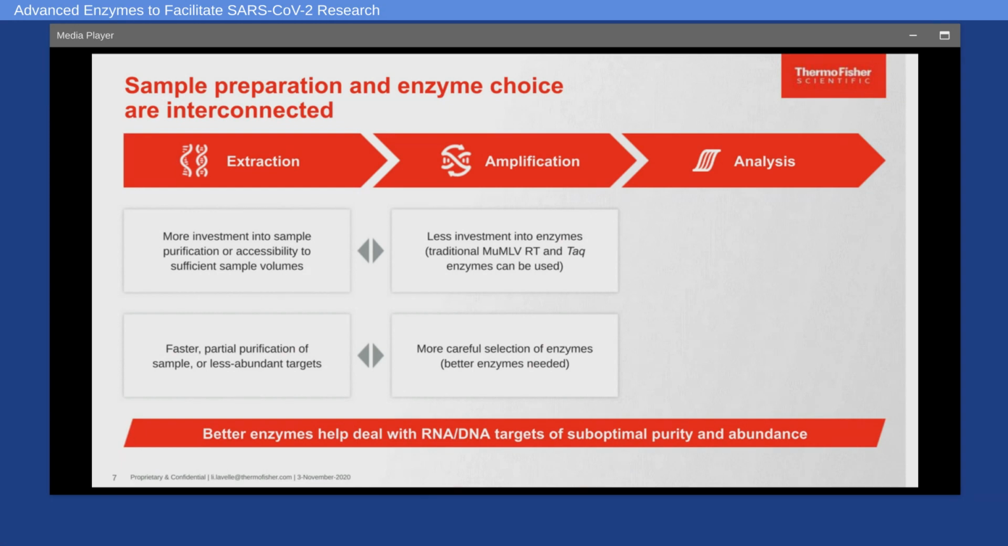What I want to point out in this slide is that sample preparation and enzyme choice are interconnected. Usually, a good high-quality RNA sample may only require a regular enzyme like MLV reverse transcriptase or Taq DNA polymerase. However, if degraded RNA samples or low-input RNA is used, a better enzyme is required, because better enzymes help deal with RNA or DNA targets of suboptimal purity and abundance.